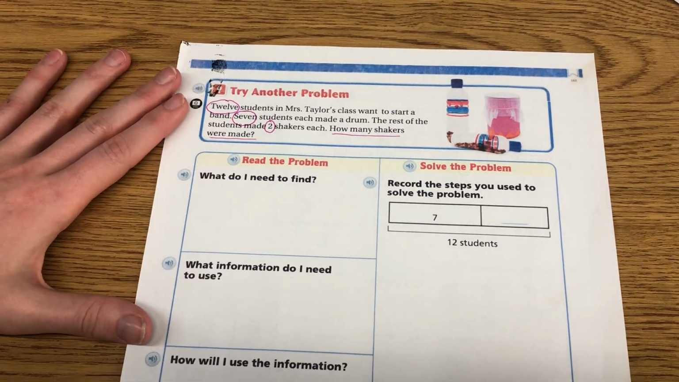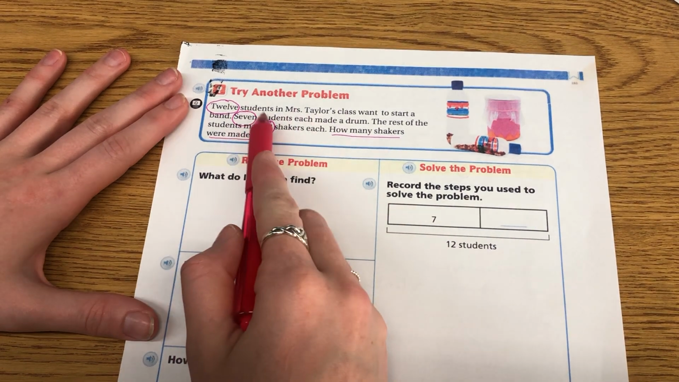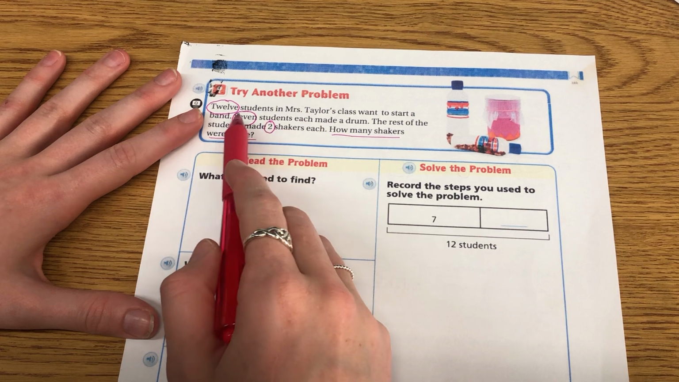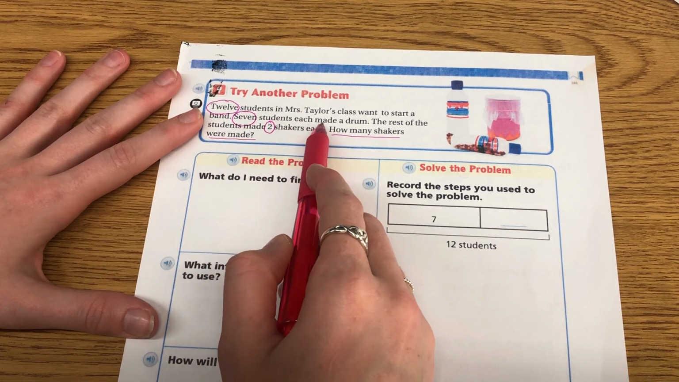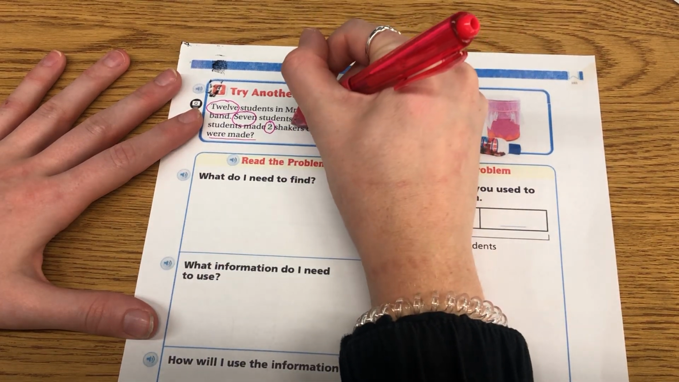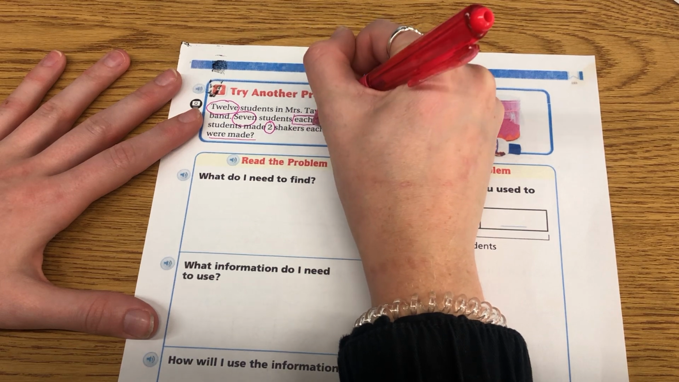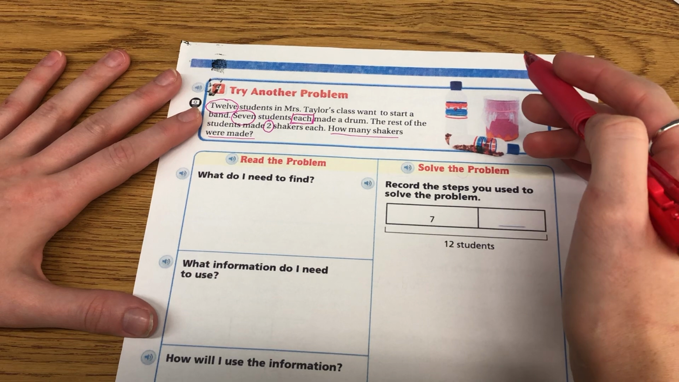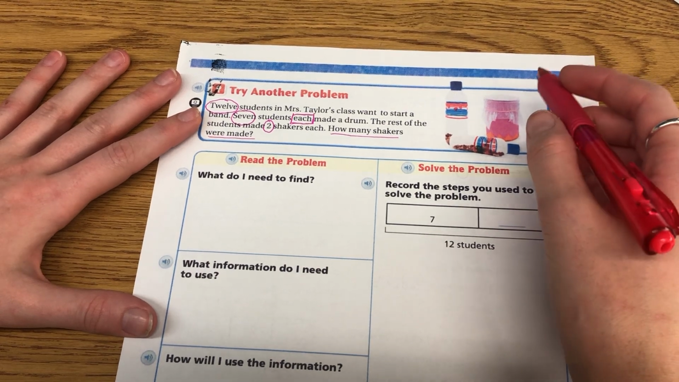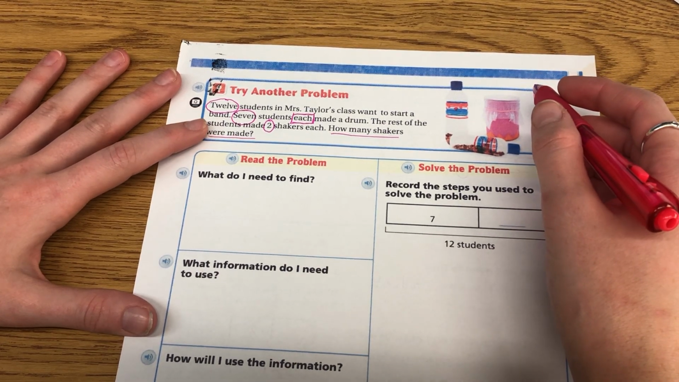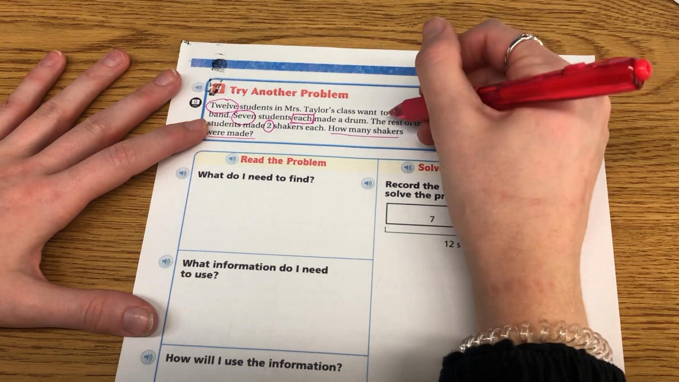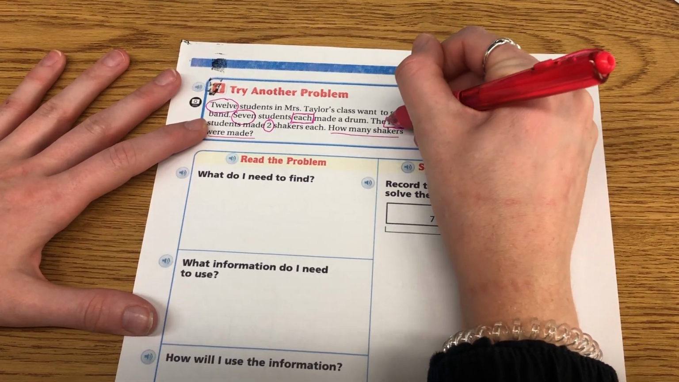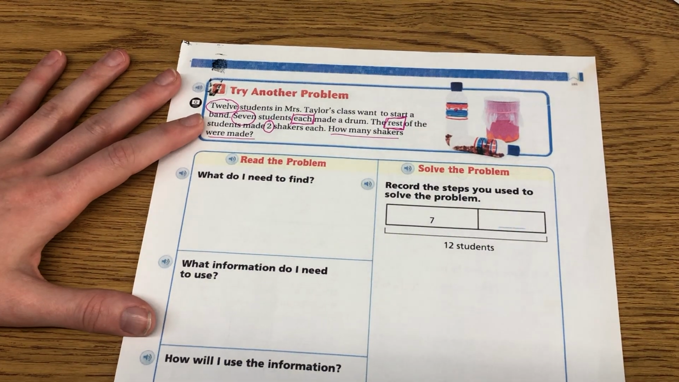Then we're going to box those operation clues. So we've got 12 students in Mrs. Taylor's class want to start a band. 7 students each made a drum. So I'm going to say 7 students each. I'm going to box each. The rest of the students made 2 shakers each. How many shakers were made? All right, so we've got the word rest. That tells me I'm going to have to find out how many are left over.